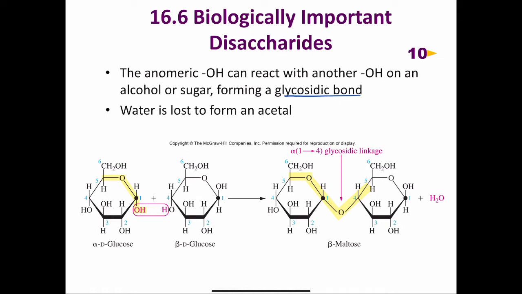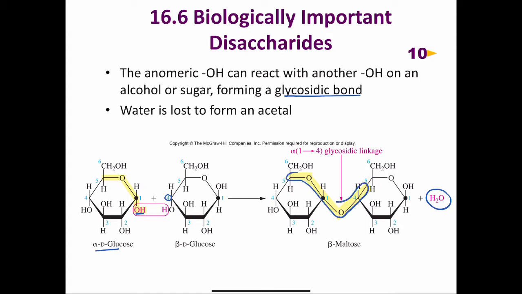And so you can see here that what's highlighted in yellow in alpha-D-glucose is the hemiacetal, and the hydroxyl in the hemiacetal is going to react with the hydroxyl on carbon 4 in this molecule of beta-D-glucose, and the atoms that are circled in pink are going to form the water molecule that is lost when we form this glycosidic bond. And the glycosidic bond is here highlighted in yellow.